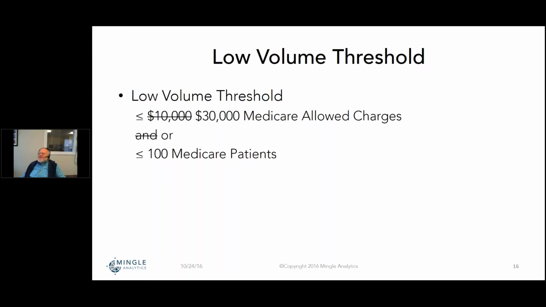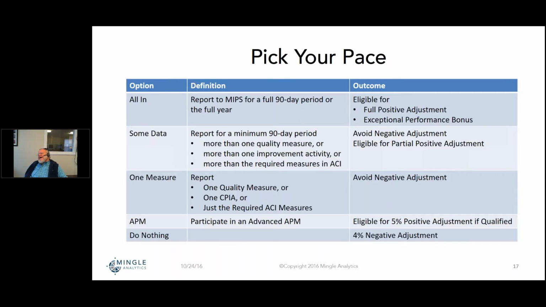So you could have 50,000 in charges coming from 99 Medicare patients, and you will not be subject to MIPS. Or 25,000 in Medicare charges attributable to 1,000 Medicare patients, and you'll hit the low volume threshold and not be subject to MIPS. The pick your pace, all in is either a whole year of data or just 90 days. So just 90 days of quality data is all in, full access to the potential incentive and the exceptional performance bonus.